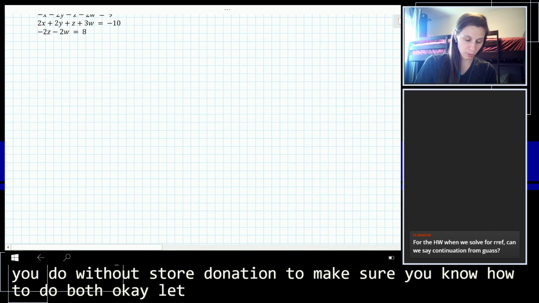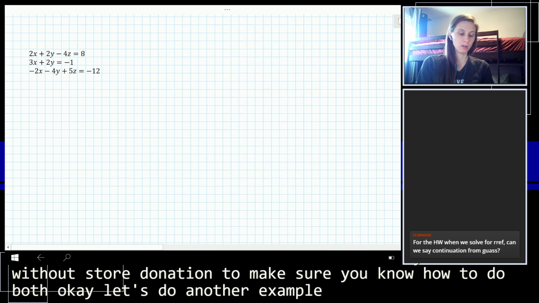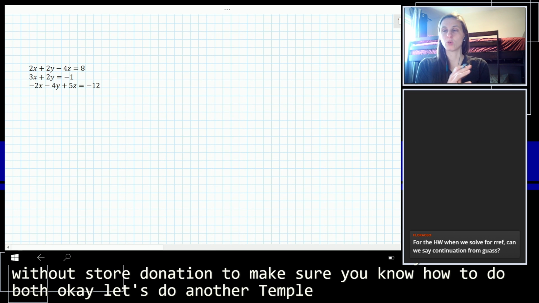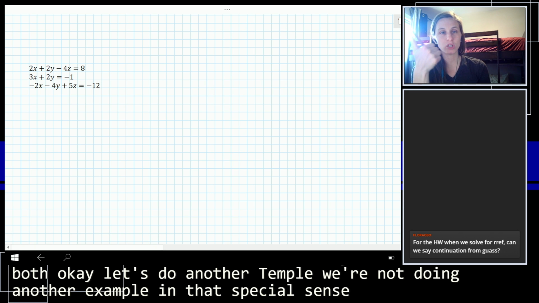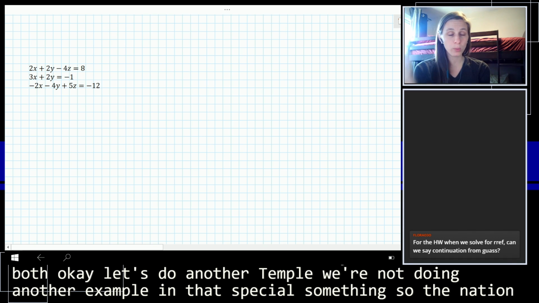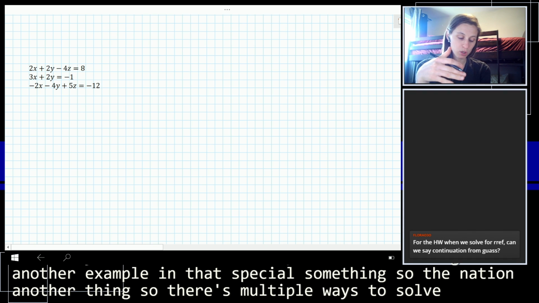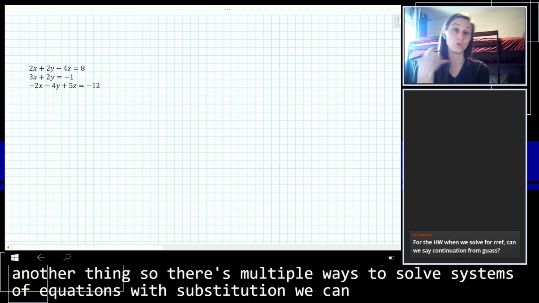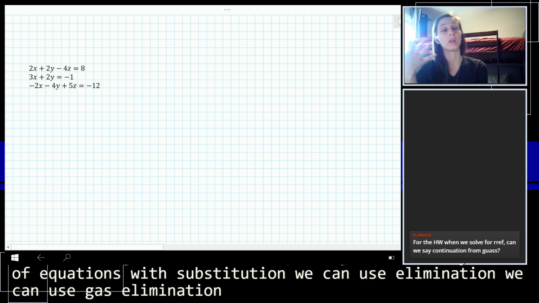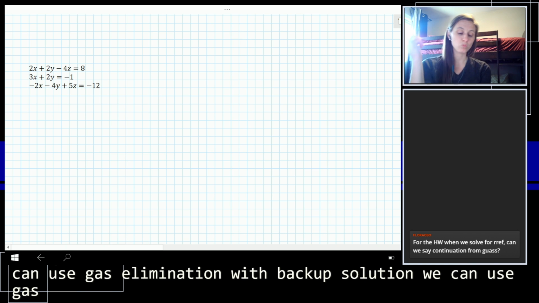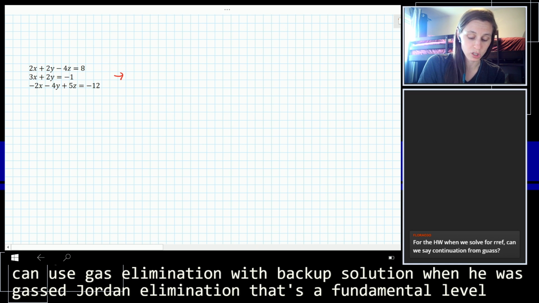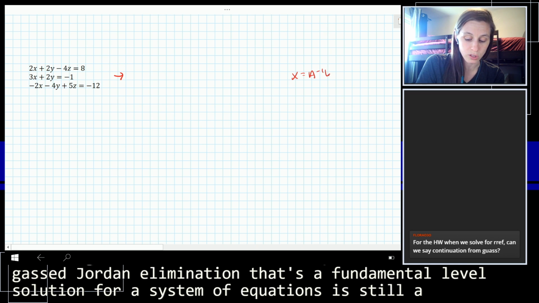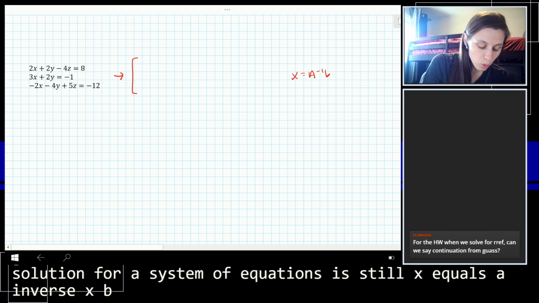Let's do another example. Well, never mind, we're not doing another example in that traditional sense. So, Gauss elimination with back substitution, Gauss-Jordan elimination. There's multiple ways to solve our systems of equations. We can use substitution, we can use elimination, we can use Gauss elimination with back substitution, we can use Gauss-Jordan elimination. At the fundamental level, our solution for a system of equations is still x equals A inverse times b. That's the traditional way that we learned.